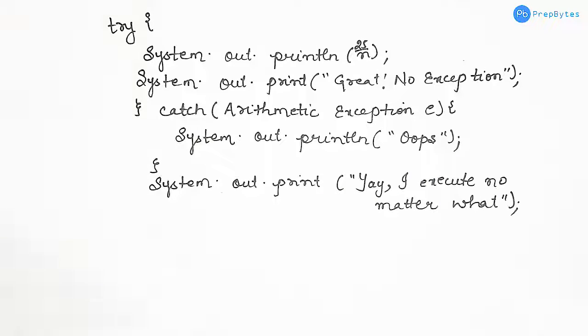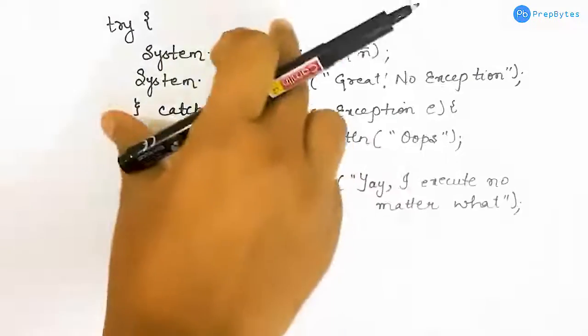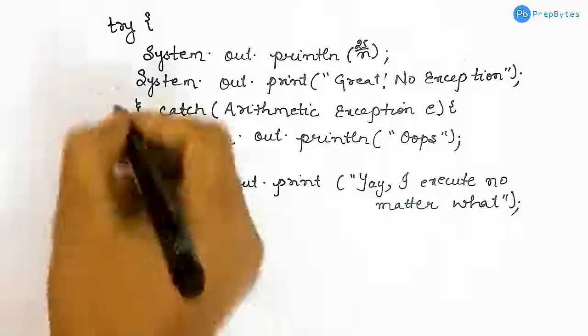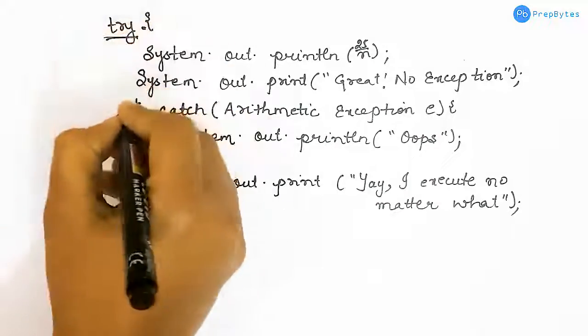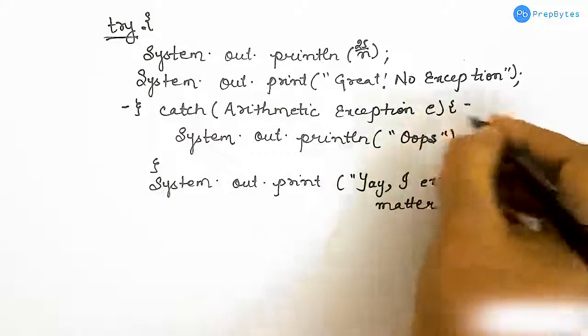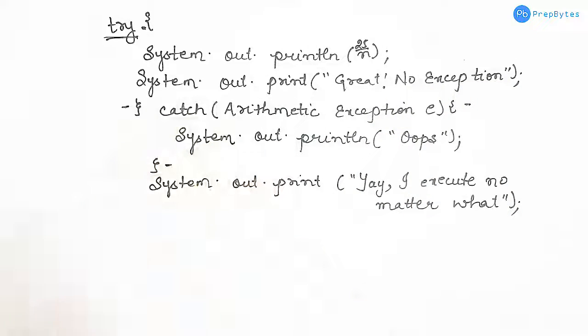Now let's see more about try catch using this example. Let's say I have a print statement here, here, here and here, and we have this try catch block here. This is the try block and this is the catch block. It starts from here, ends here. So now let's see different scenarios and let's try to understand more about try catch.